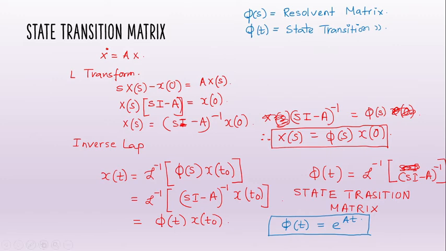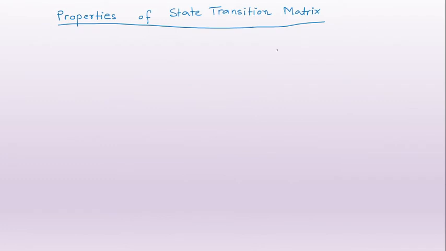Now we are going to know some properties of phi t, or the state transition matrix. So what is the state transition matrix? State transition matrix phi t, also known as STM, is equal to e to the power A t.